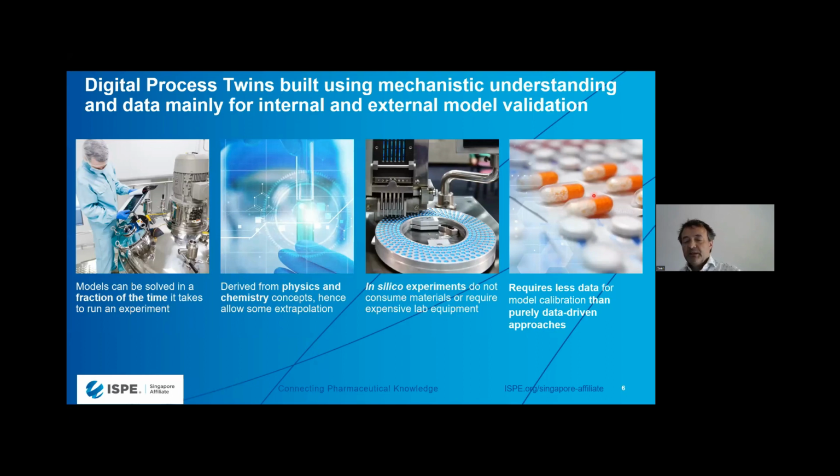So models, once we have the models, can be solved very efficiently. We can look at not 2 or 3 factors, but we can look at 10 factors on the computer to really understand which parameters are critical process parameters, which material attributes are really critical material attributes.